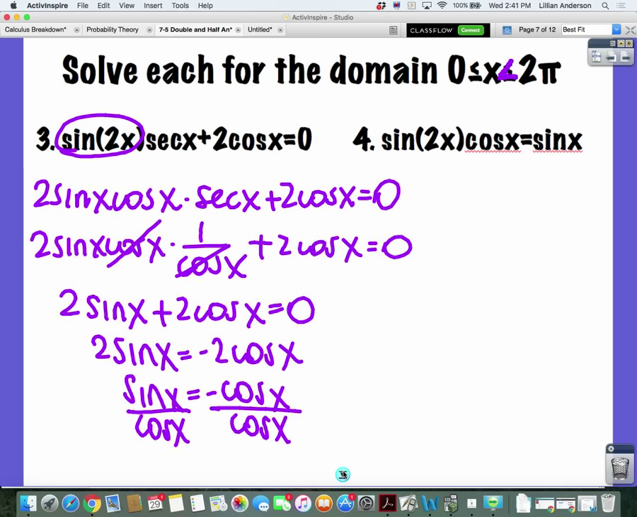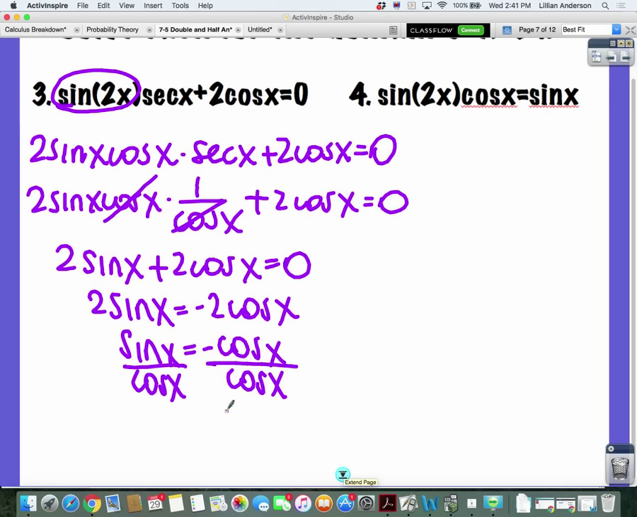So, by dividing both sides by cosine, what's a negative cosine divided by a positive cosine? And sine over cosine is tangent. Now you're just asking yourself, where is tangent x a negative 1?